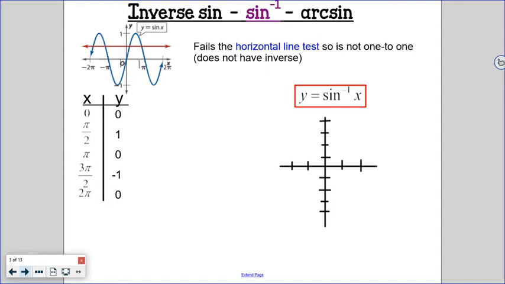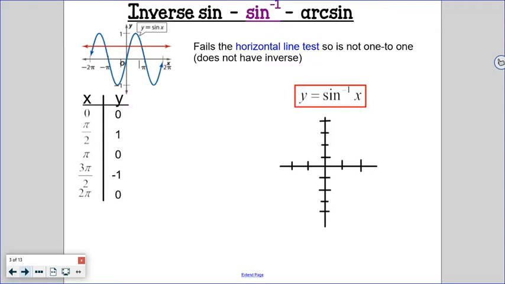Inverse trig has 3 different ways of asking you to do the inverse of that function. First of all, we will only do inverse trig for sine, cosine, and tangent. We will not look at secant, cosecant, or cotangent. So just your basic 3. Up here, it's listed 3 different ways.